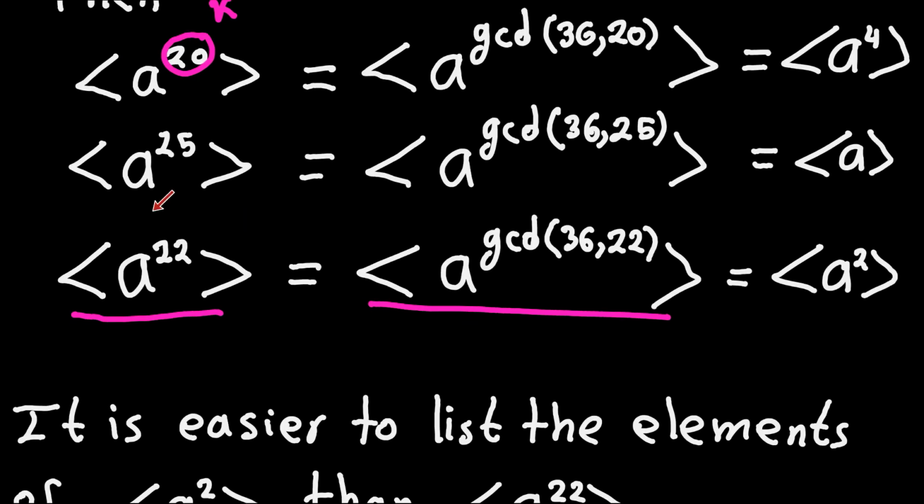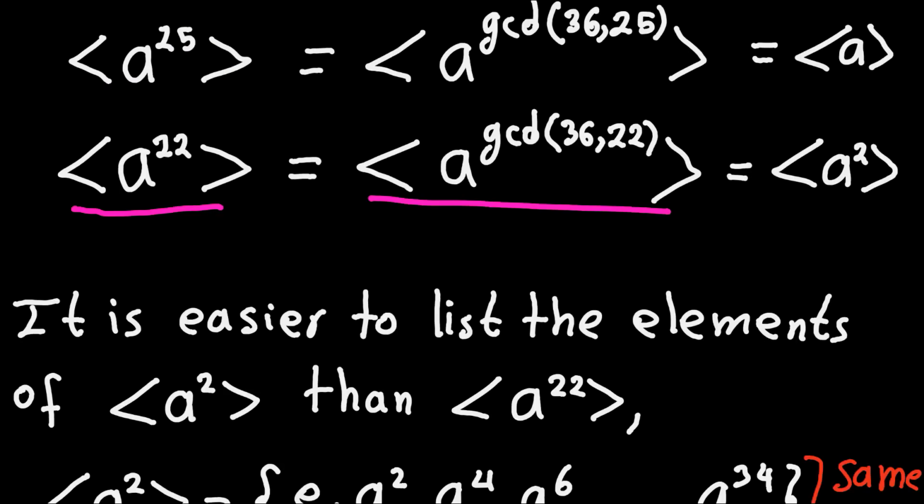Let's look at this one, a to the 22. Let's say you want to have a more convenient generator for this one. Do the same thing. This is the same as a to the greatest common divisor between n, 36, and 22. The greatest common divisor between these two numbers is 2. So a generator for a to the 22 is the same, it is a square also.